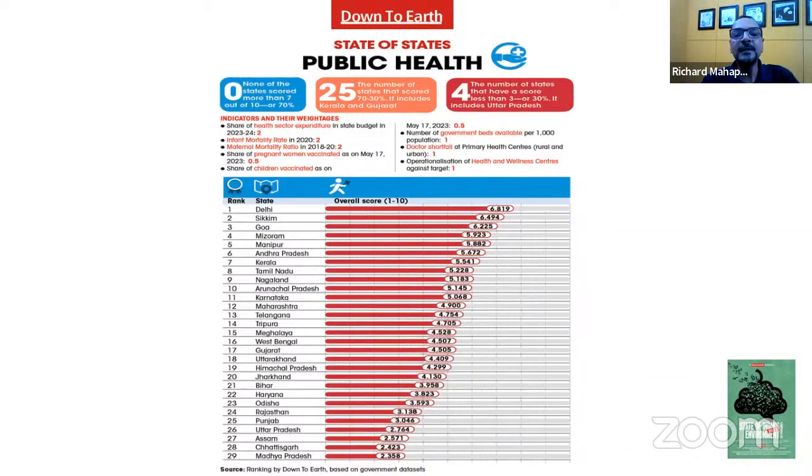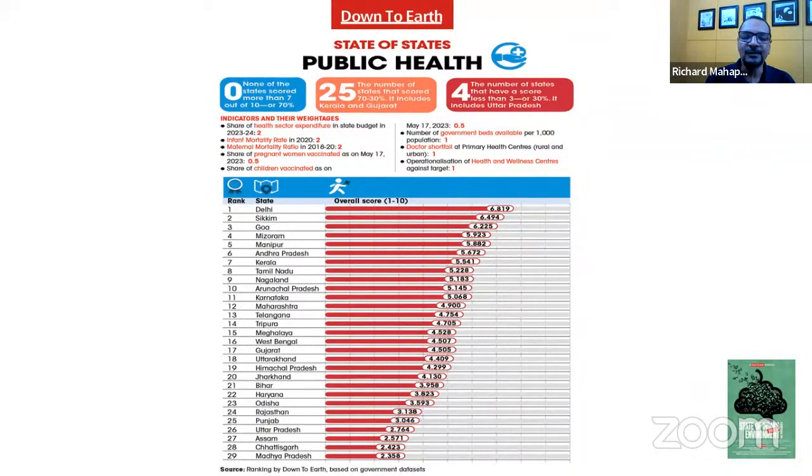Then the children vaccinated, the number of government beds available. It's one of the universal indicators for judging performance on public health. Doctor shortfall in primary health centers, which are the first port of call for any of our health issues, and the operationalization of health and wellness centers. That's turning out to be the hub of very local healthcare systems in India.